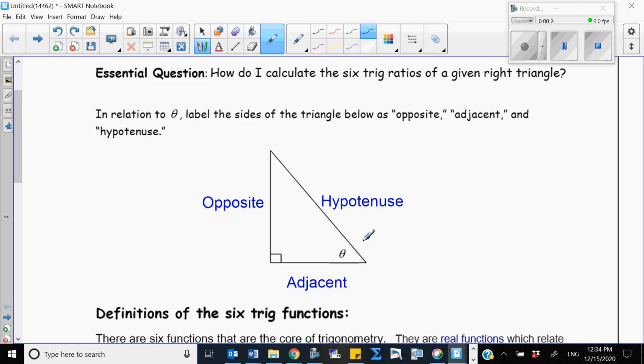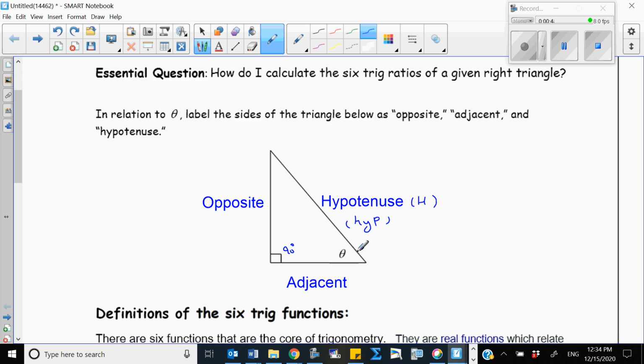So if I have a triangle here and one of the angles is 90 degrees, this is called a right triangle. Now, the side which is opposite 90 degrees is always called hypotenuse. For short, I can call that HYP or just H.